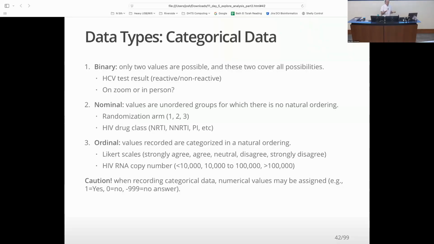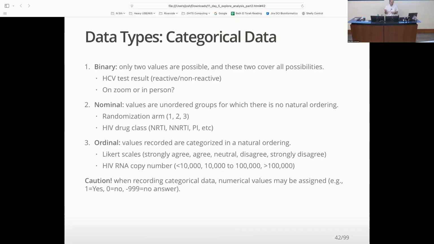Another type of binary value could be, is the person on Zoom or are they here in person, right? And so that's not a yes or no question. The answers are Zoom or in person, but it's still binary. You can think of that as a binary value.